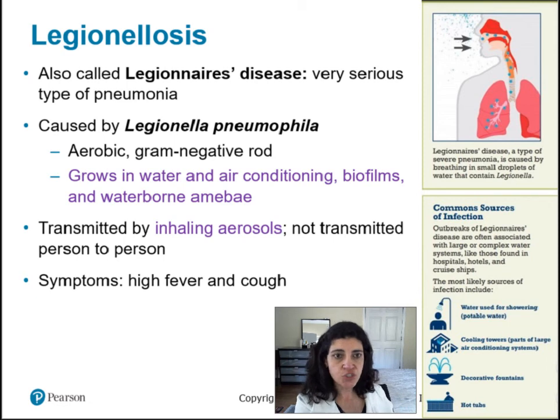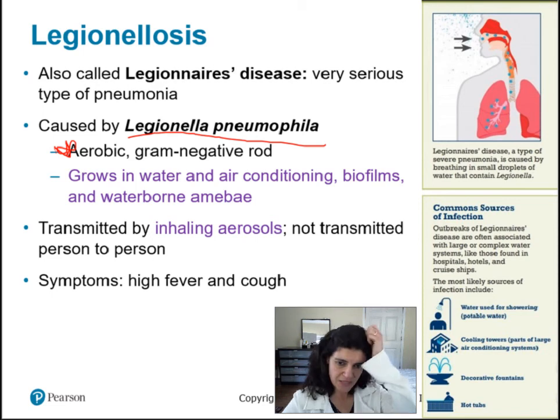All right, legionellosis, also called Legionnaire's disease, is caused by Legionella pneumophila. This bacterium is aerobic and gram-negative, right? Grows in water and air conditioning, biofilms, and waterborne amoeba. So what is this? You know how you have those towers of cooling water for really big companies, big buildings? The cooling water from the AC has a stream, and that stream is kind of warm, and they like to grow in that type of water.